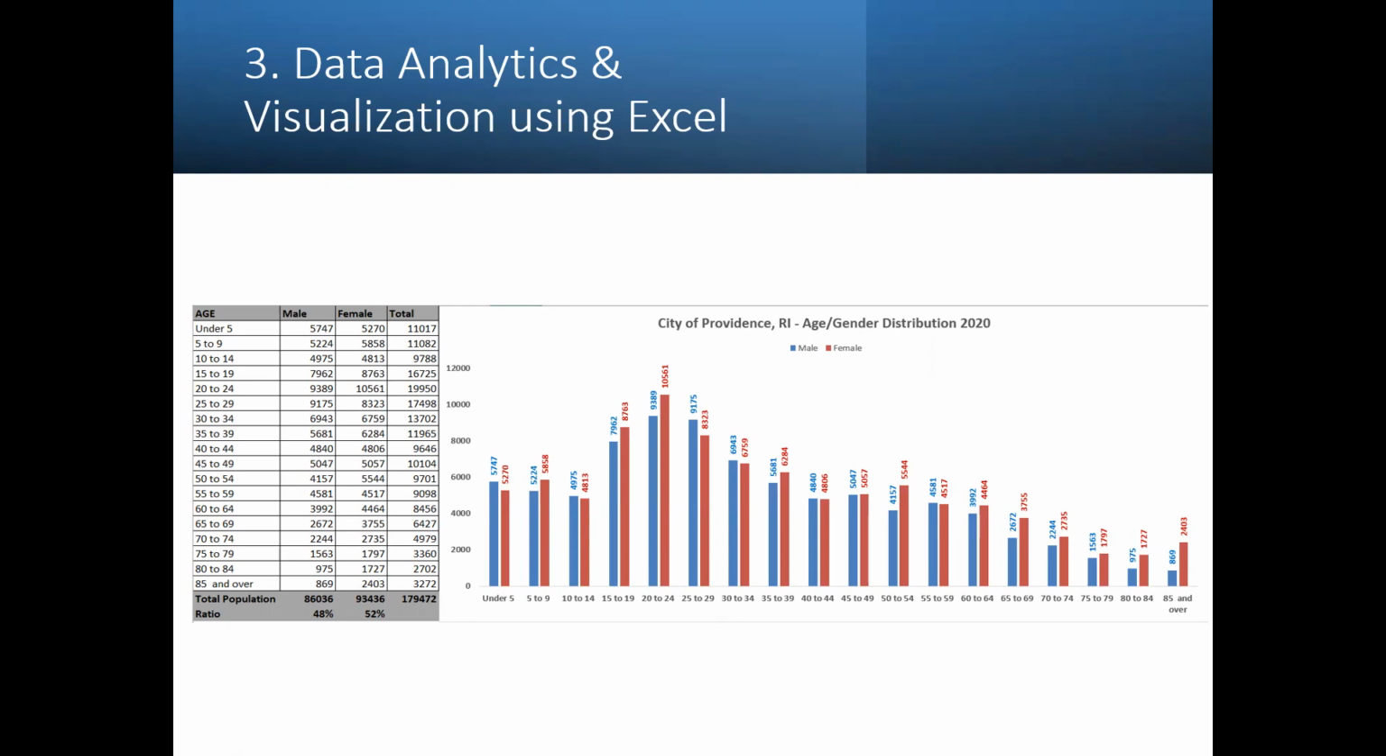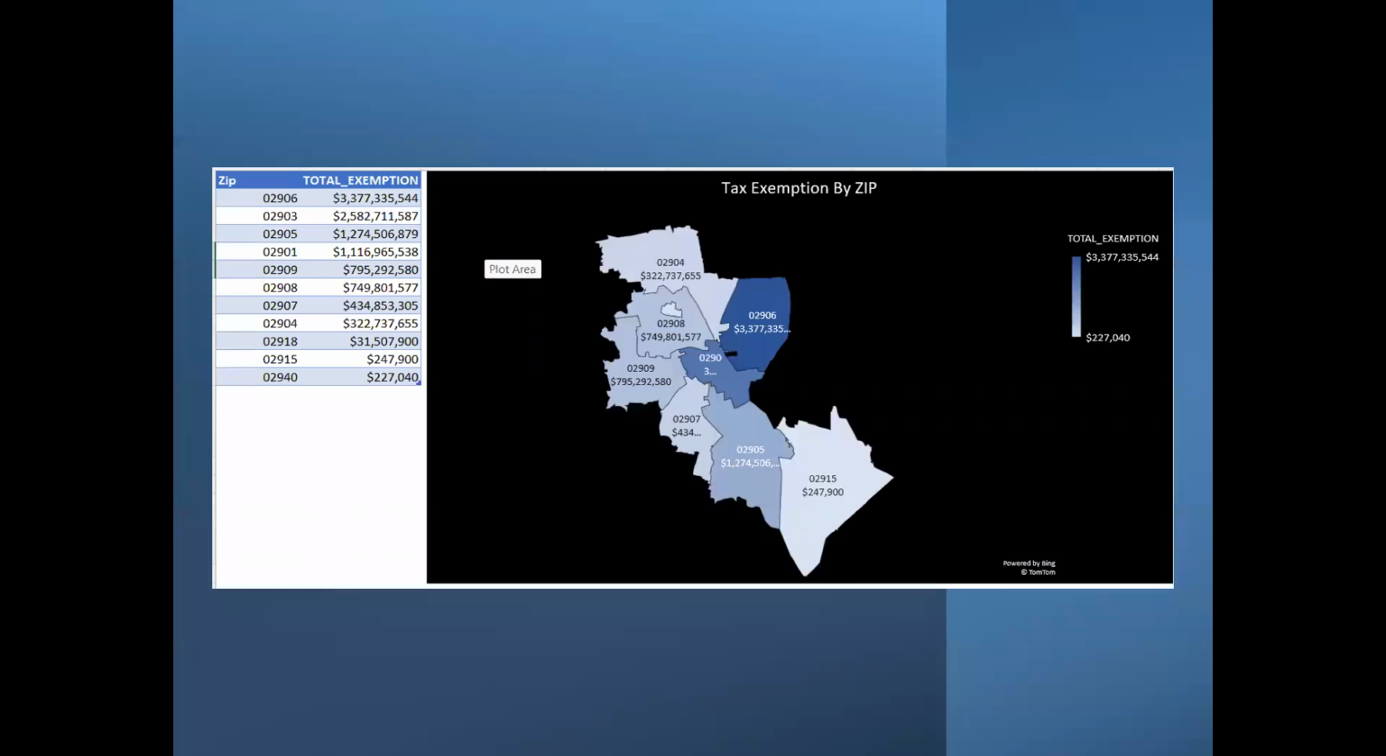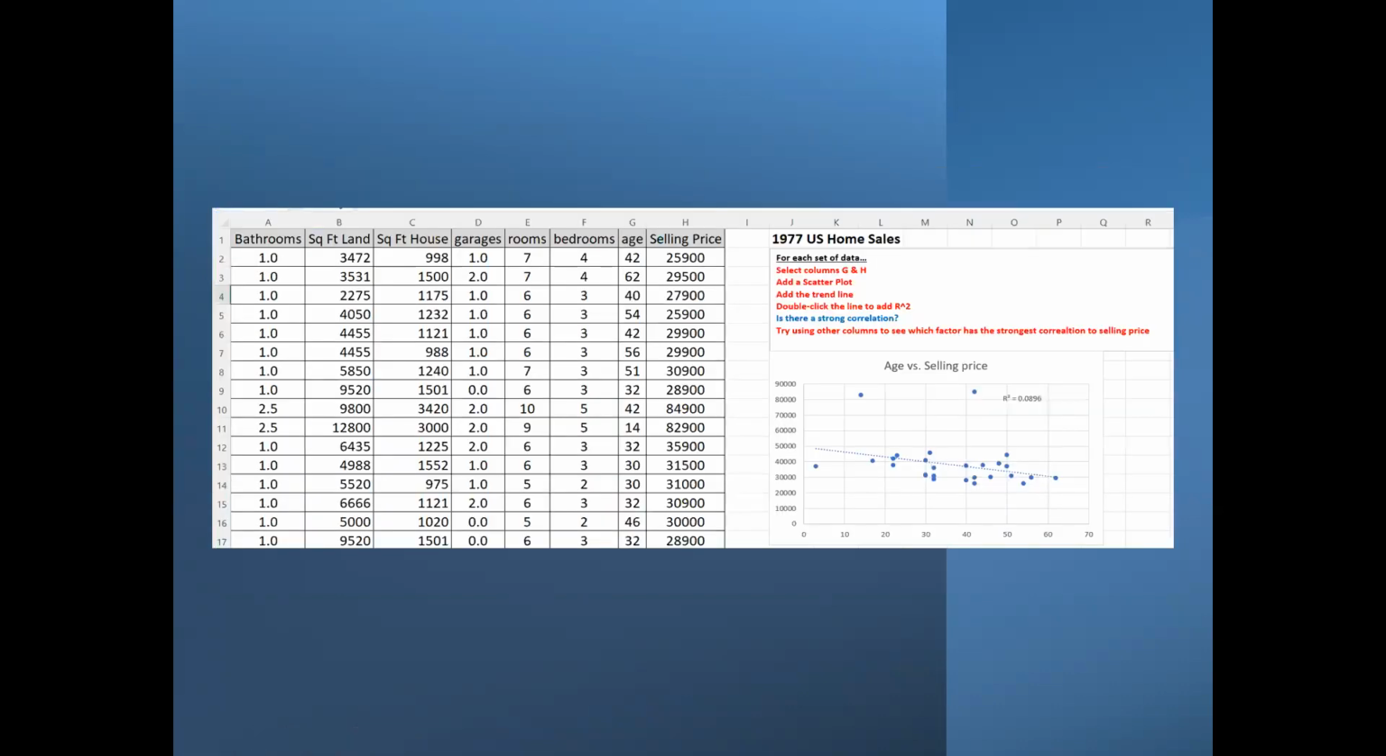Then we extended our knowledge. Okay, if we have the zip code or any demographic information like state name, county name, is it possible in Excel to display the graph map? Yes. So we got into the tax exemption by zip code for Rhode Island, and then we mapped this one. So we extended a little bit in Excel. And then we also got into the statistical tools, how to plot various things and how to get some insights about the data.